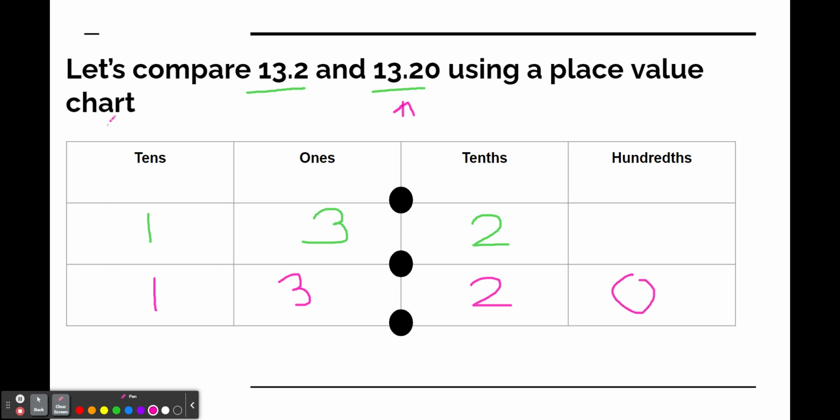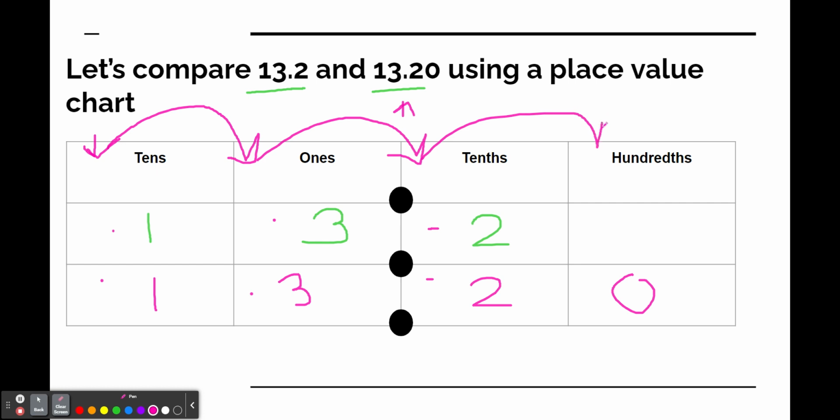All right, so let's start with our largest place value, which is our tens. If I look at my tens, I have 1 ten and 1 ten. Those are both the same, so that doesn't help me. Now let's go to my ones. I have 3 ones and 3 ones. Again, those are the same, so that doesn't help me either. Let's go to my tenths. I have 2 tenths and 2 tenths. Again, those are equal, so that's not going to help me figure out which one's larger and which one's less. Let's go to my hundredths.